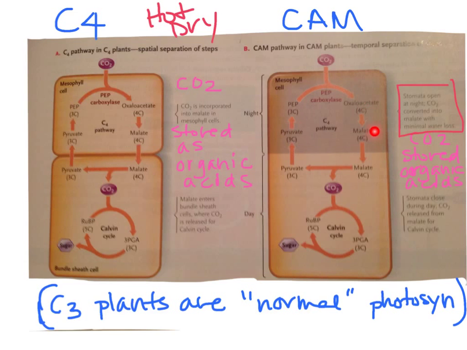right? They make the malate and then they process it back to CO2 during the day when we're making ATP and NADPH from the light reaction, send this through the Calvin cycle, 3 turns, make some sugar.